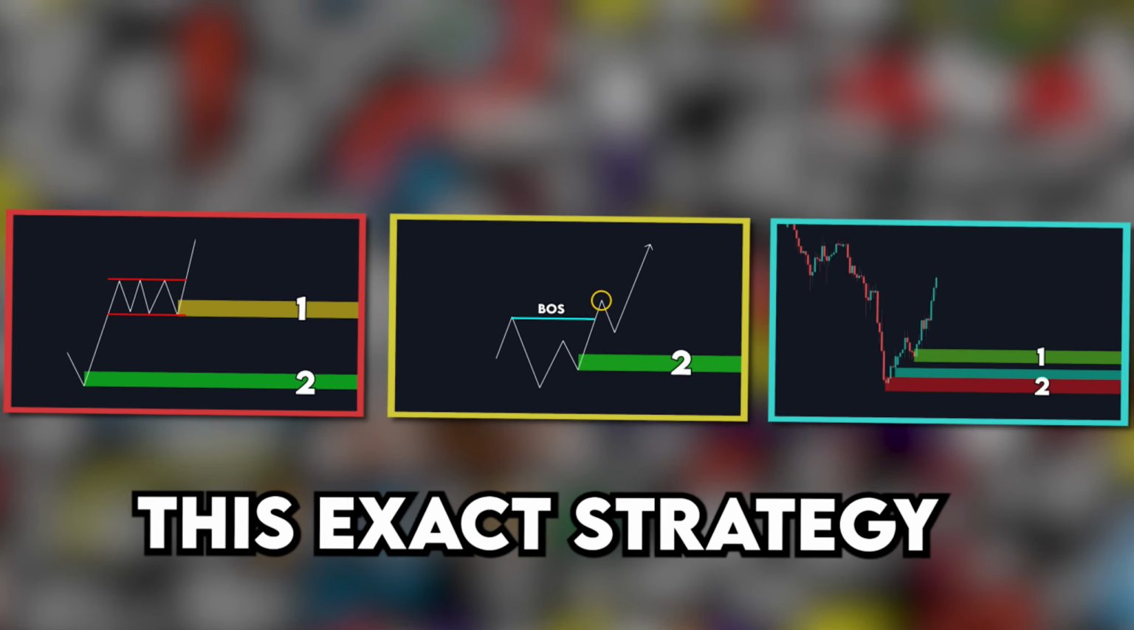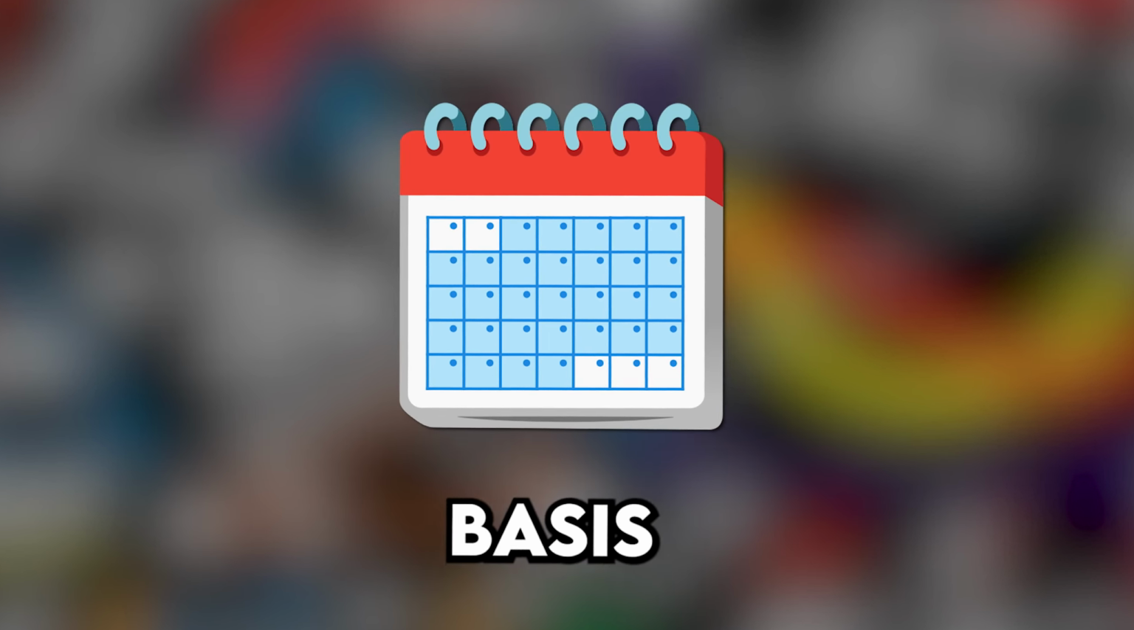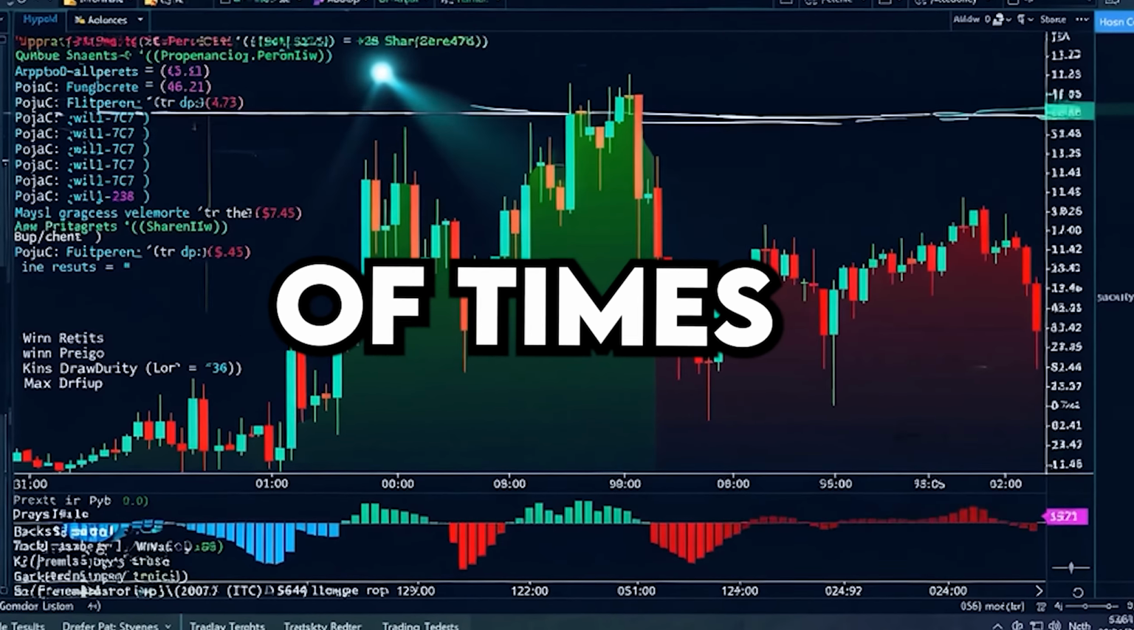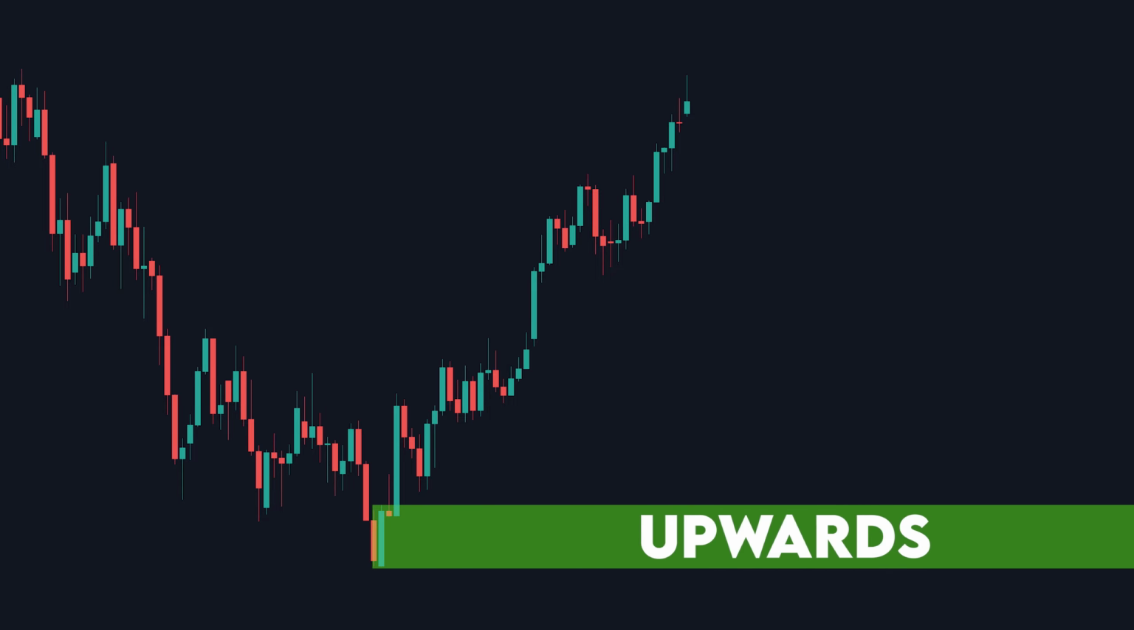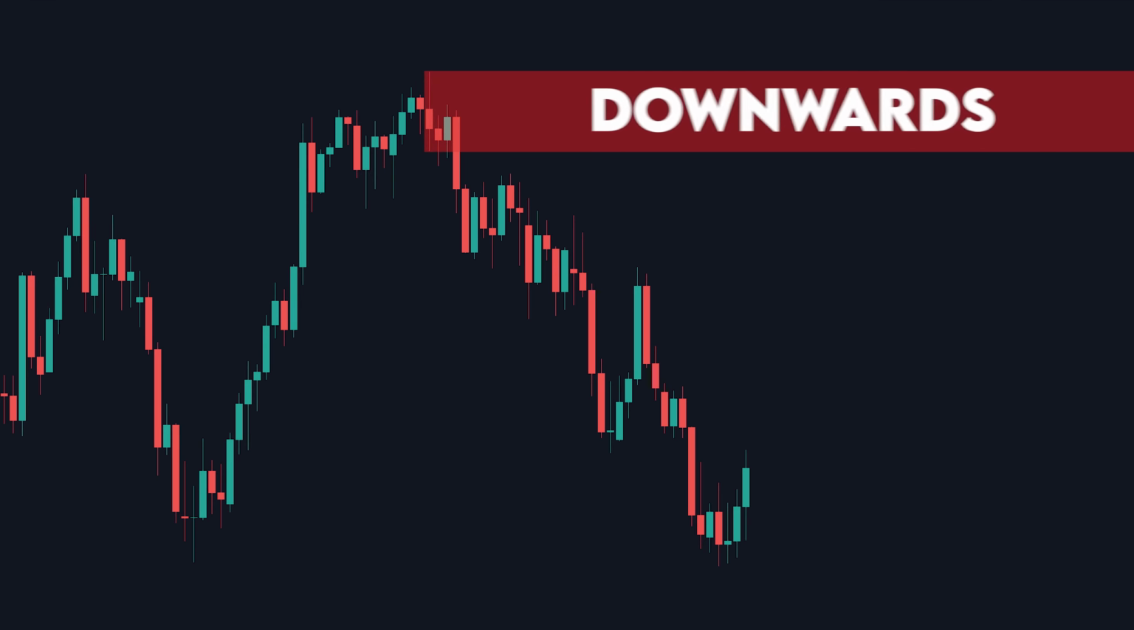This exact strategy is what I use on a day-to-day basis and has been back-tested thousands of times. And every month that I tested it, it has been profitable in the long term. The core of this strategy uses supply and demand. Demand is the start of a strong move upwards. Supply is the start of a strong move downwards.